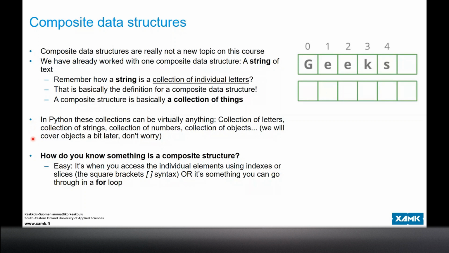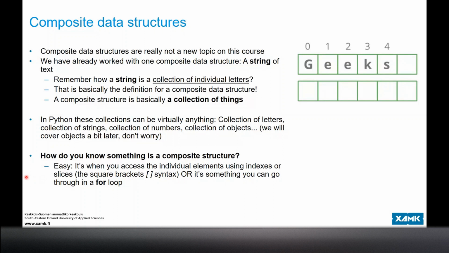You might be thinking, okay, how do you actually know something is a composite structure? Well, it's easy. When you see a collection of things that you can access the individual elements using these indexes or slices, or it's something you can go through in a for loop, then we're talking about something that is a composite structure.